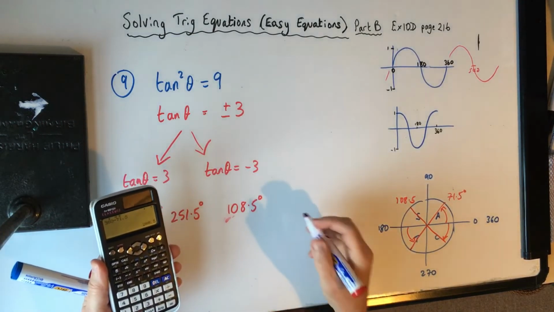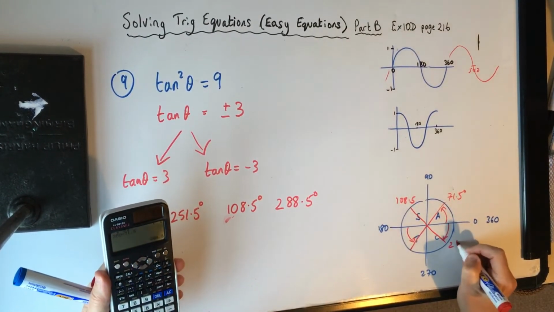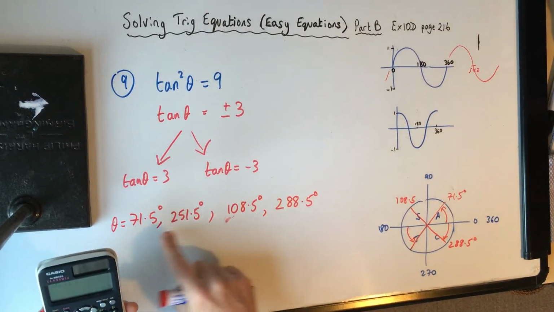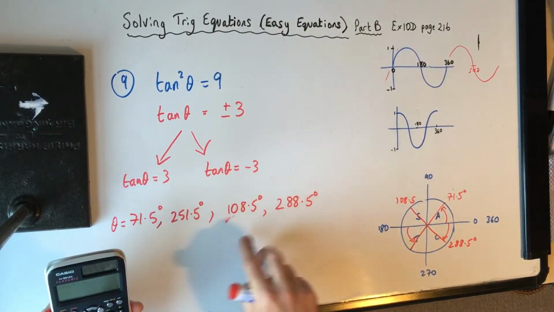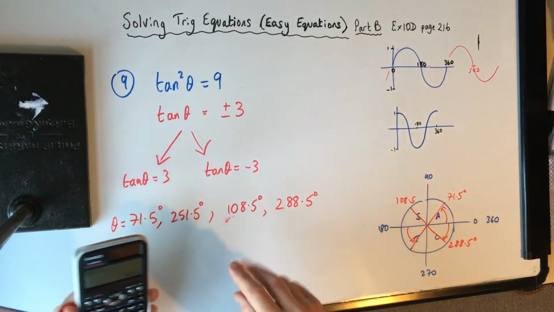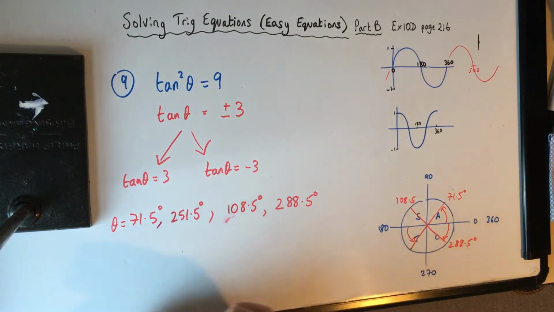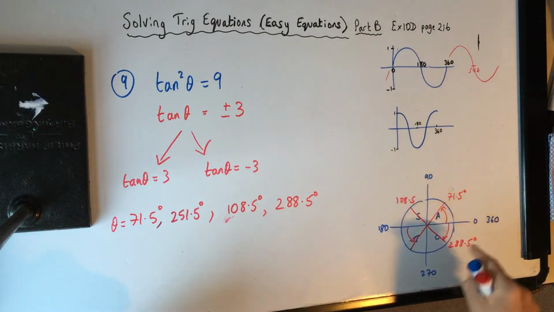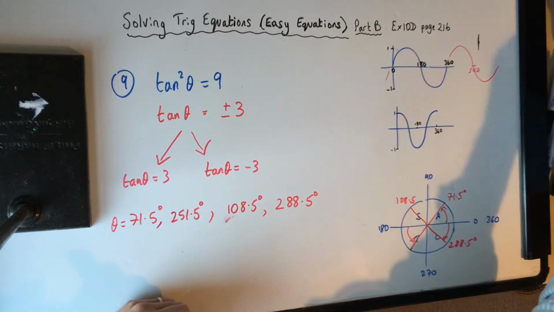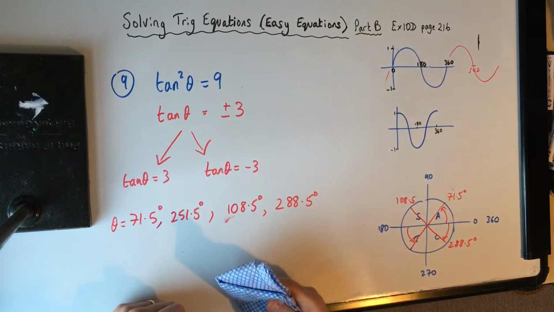Okay, it's 288.5 degrees. Okay, into that region. And those are the four values: 2 for 3 and 2 for minus 3. Tan equals minus 3. And that's how we deal with all of the squared. The squareds always give you actually four values, always in each quadrant, because you're always going to get the two positive and the two negative values.